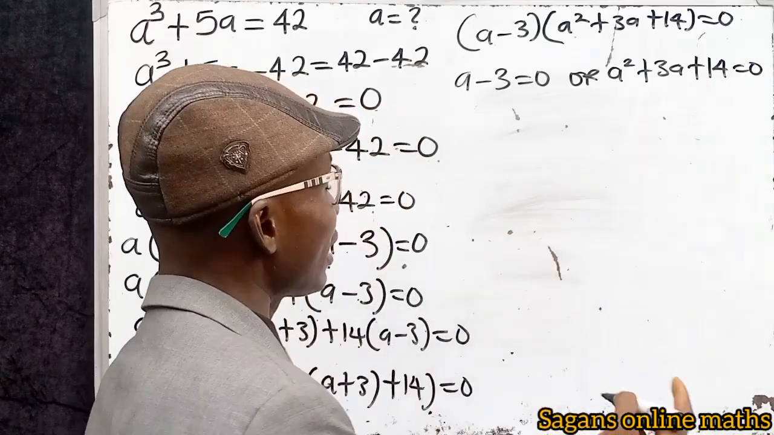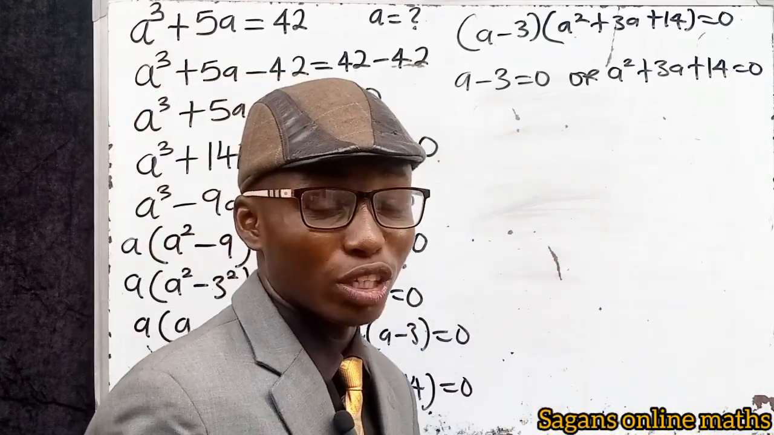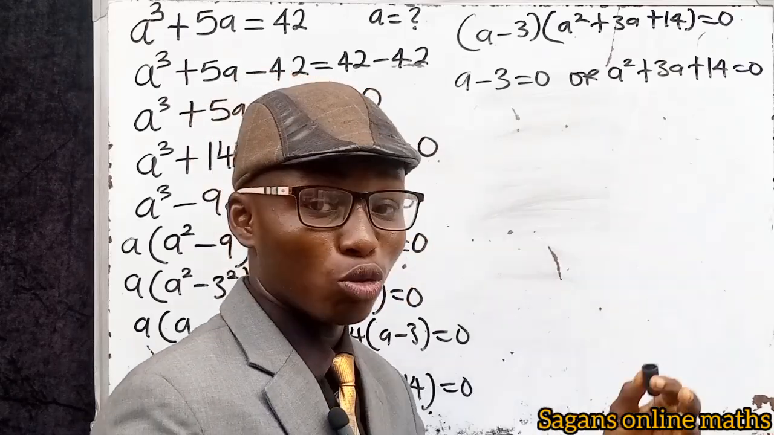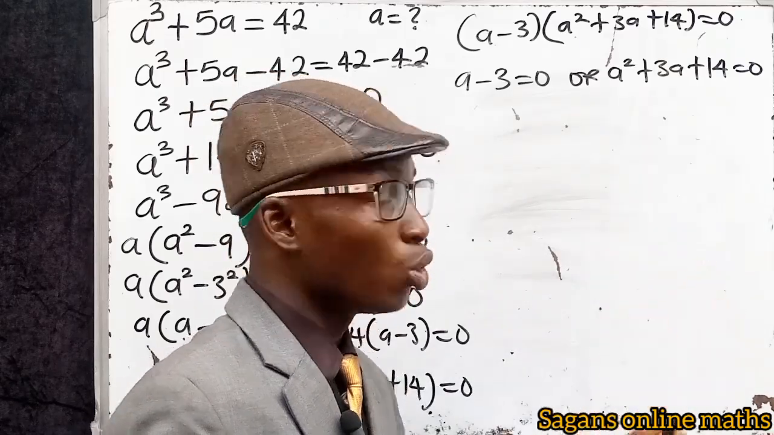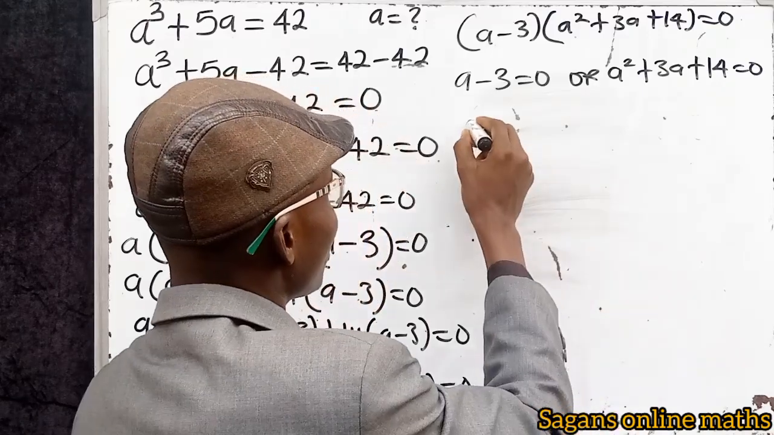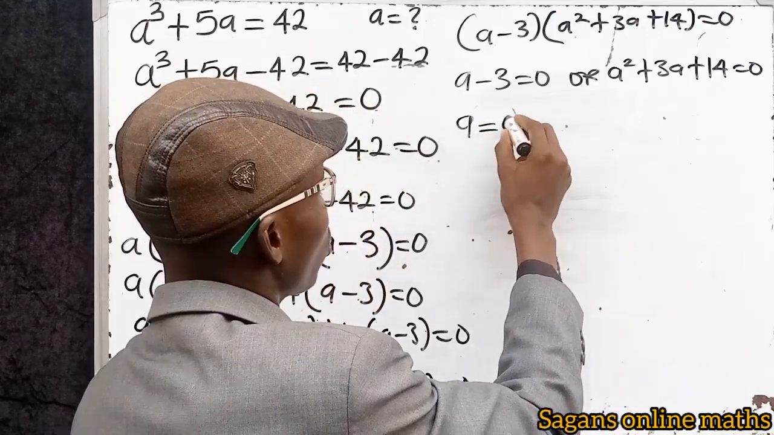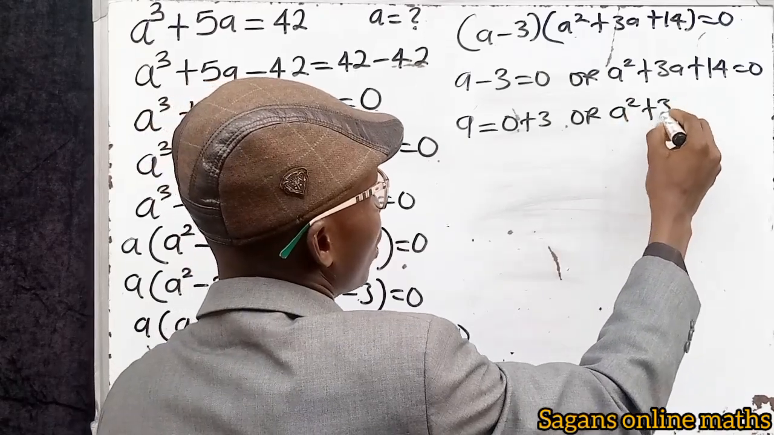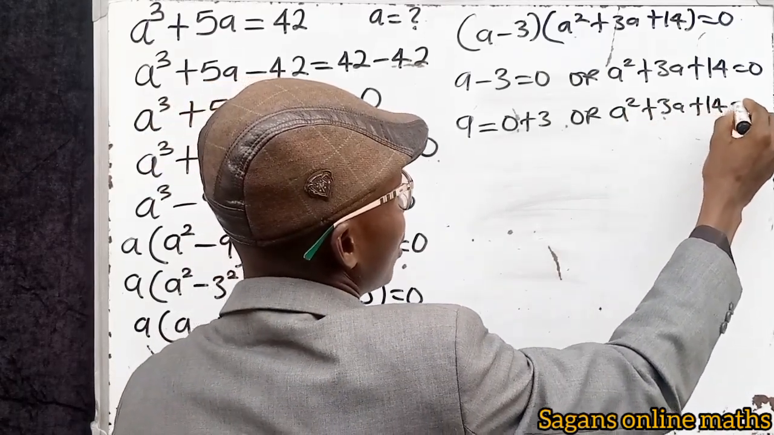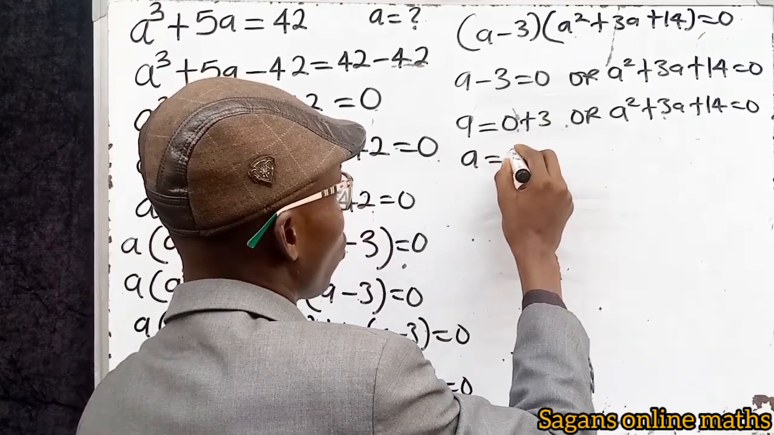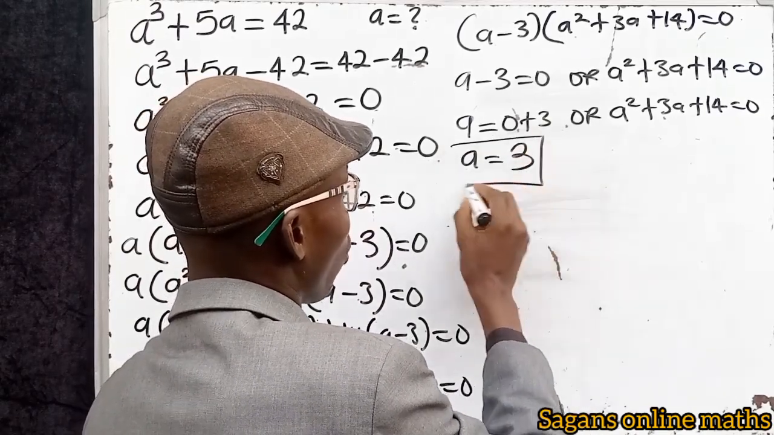0. Now, this is a linear equation. Why is this a linear equation? It's a linear equation because the highest power of the unknown here is 1. This is quadratic. Why is it called quadratic? Because the highest power of the unknown here is 2. So from here, let's add 3 to both sides so I can look for a. That means a is equal to 0 plus what? 3. Or a square plus what? 3a plus 14 is equal to what? 0. Now, that means a is equal to what? a is equal to 3. This is one of the values of a.